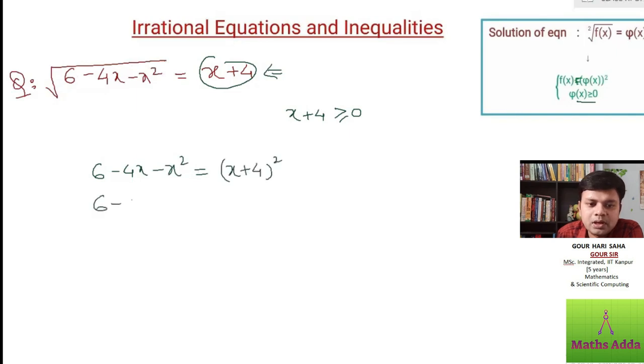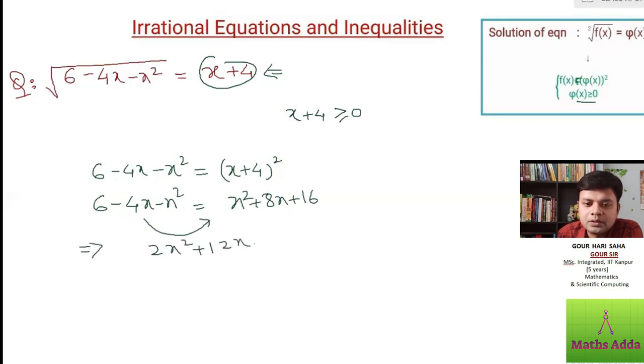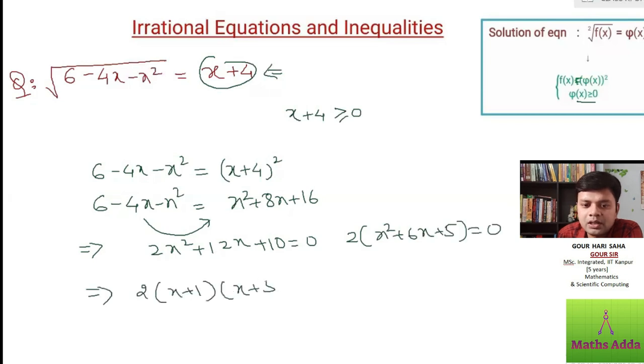Bring all the terms to this side. Take 2 common, and factorize it. So what will be the answers? x equal to minus 1 and minus 5.